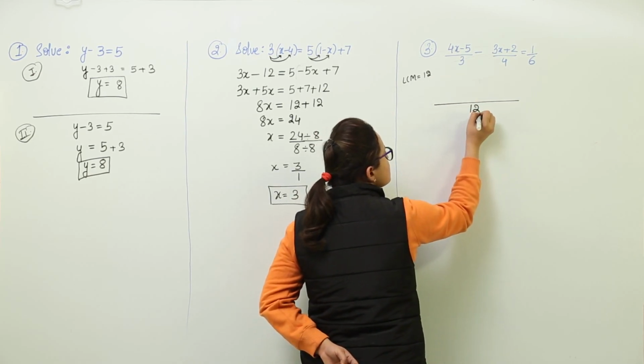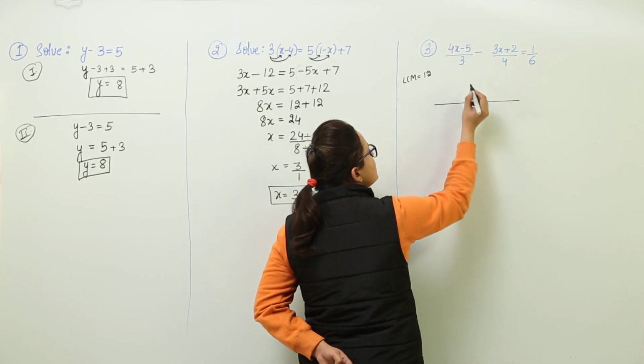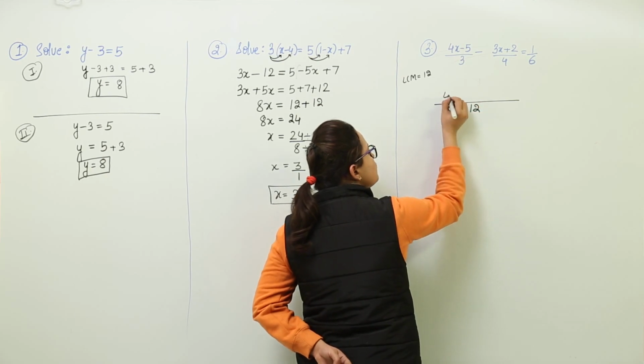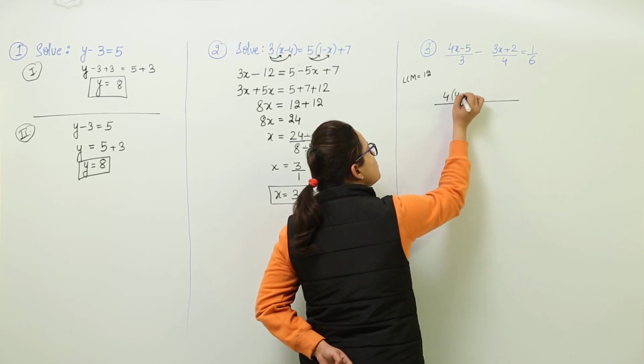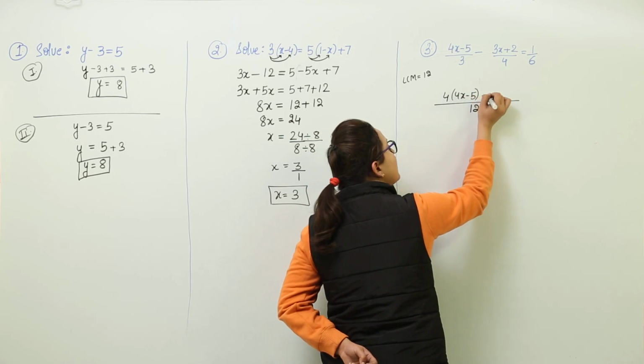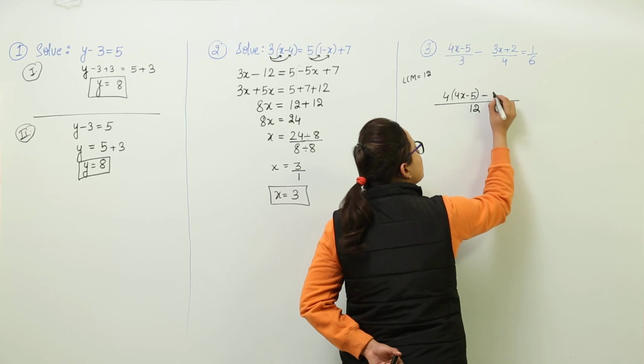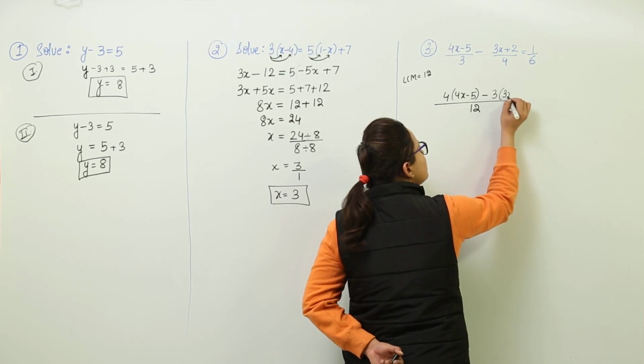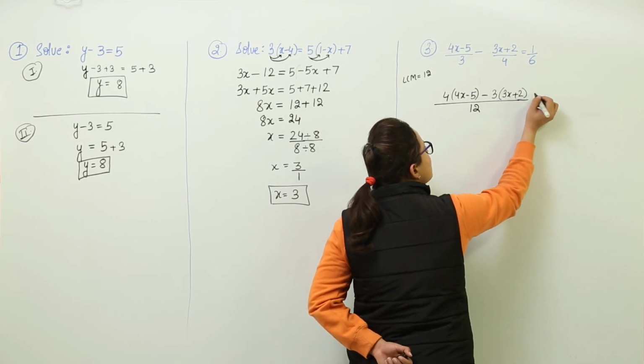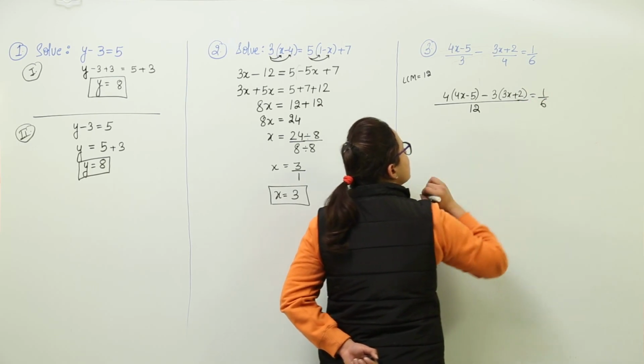So I'll write out the 12 in the denominator. 3, how much is 12? 3 into 4 is 12, and we write the numerator as it is, minus, what is 4 into what number will give you 12? 3 times, and you write the numerator as it is. Now on solving this, we should get 1 by 6.